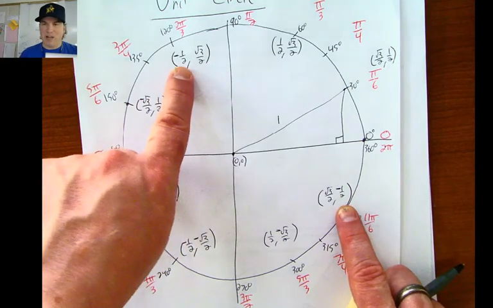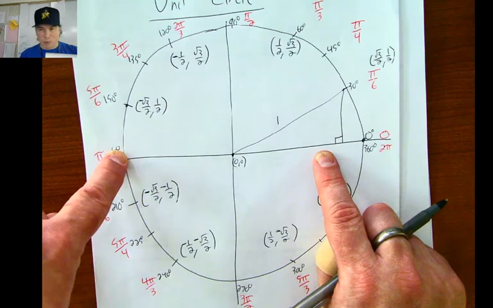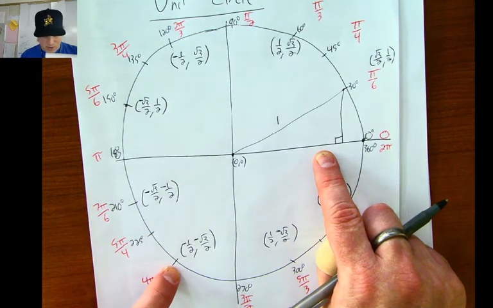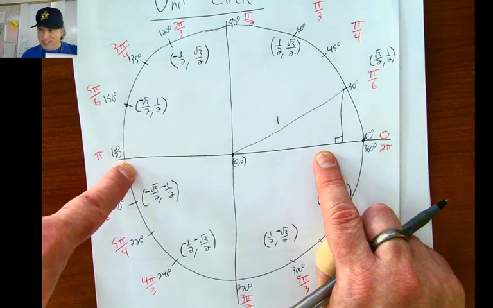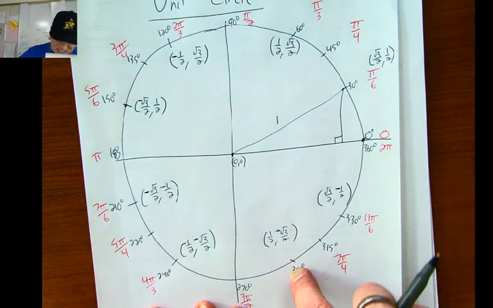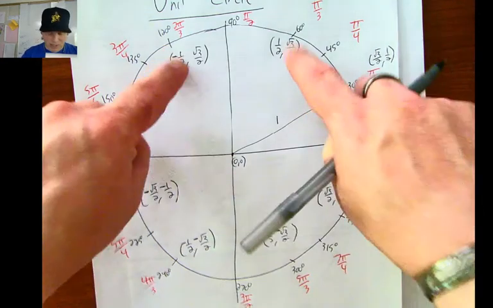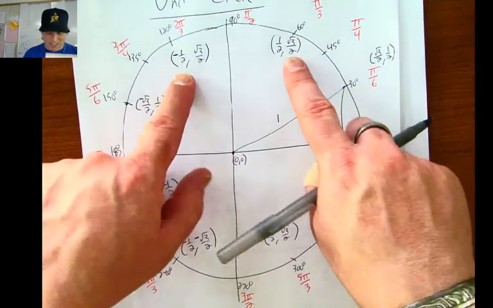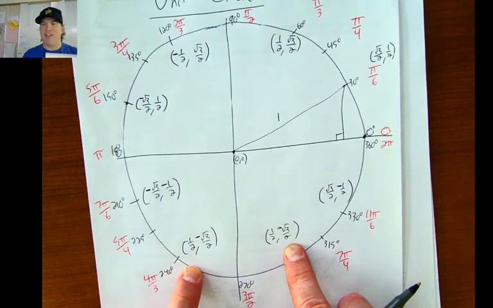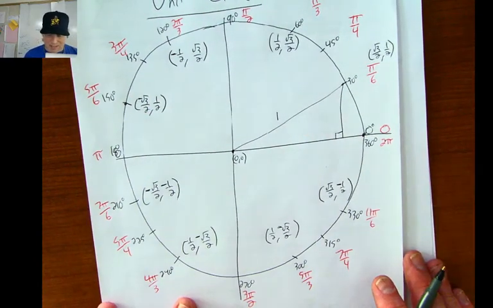What's the reference angle of 120 degrees? It's 60 degrees. What's the reference angle of 240 degrees? It's 60 degrees. What's the reference angle of 300 degrees? It's 60 degrees. Which means all of these angles that have a reference angle of 60 degrees have the exact same xy coordinate, just different positives and negatives.